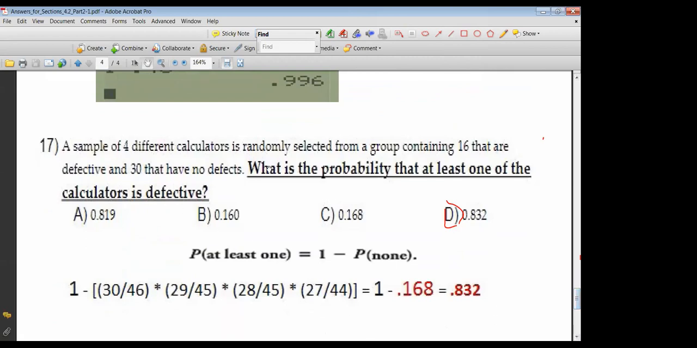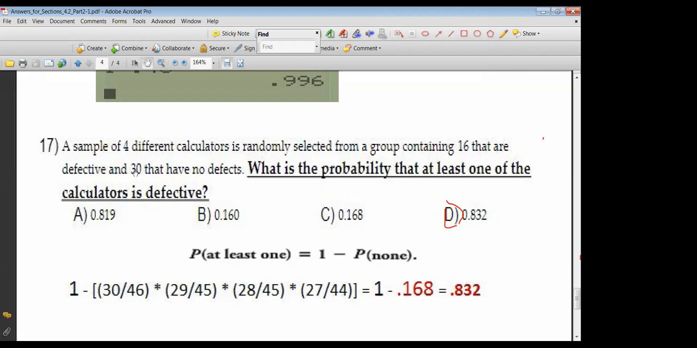You have a sample of four calculators from a group of 16 that are defective and 30 with no defects. Once again, he's omitted to tell me how many total, but how hard is it? 16 that have defects with 30 that don't have defects? I've got a total of 46 calculators. What's the probability of at least one being defective? The probability of at least one being defective is one minus the probability that none of them are defective.